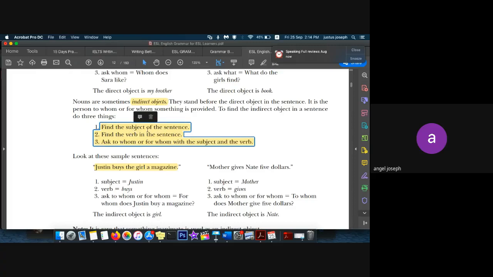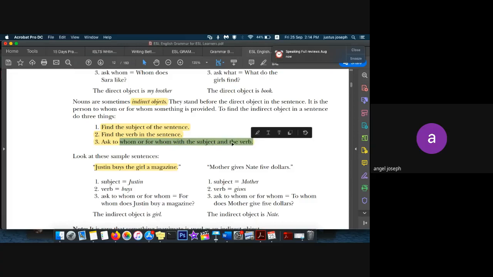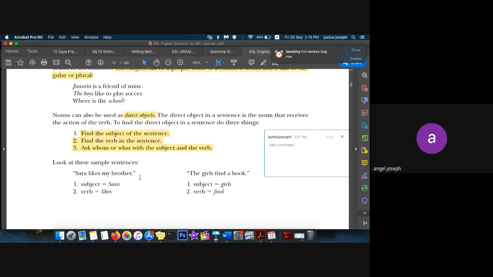Now, we understood who is the subject of a sentence. We understood who is the verb of a sentence. To the same question, to whom or for whom, subject and verb. Okay, so let's say Justin buys. For whom did Justin buy something? The girl. This answer, the girl, is your indirect object.